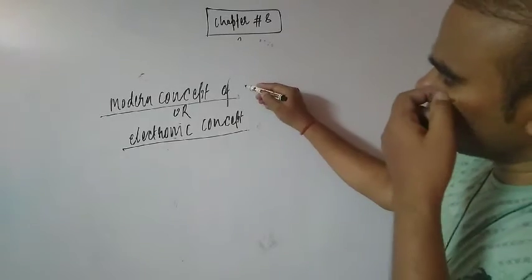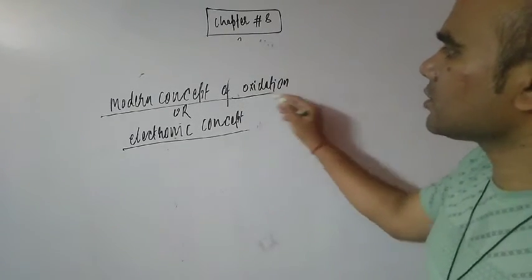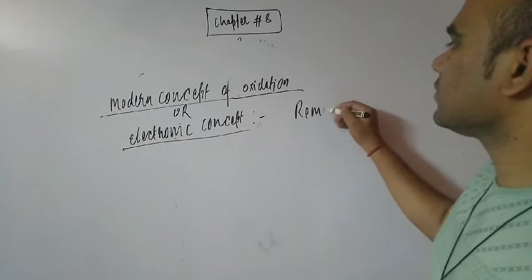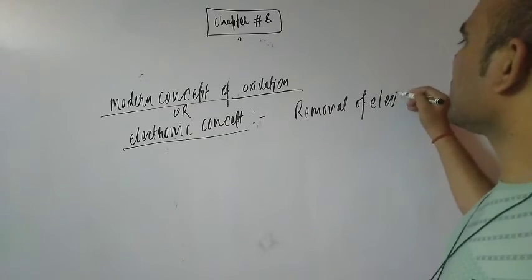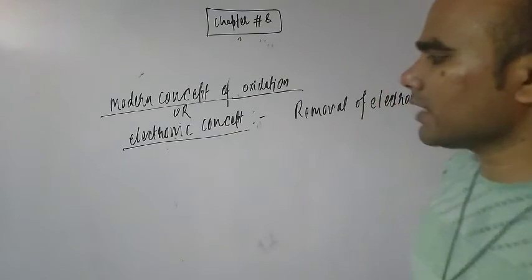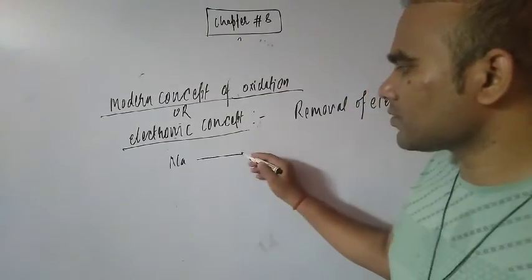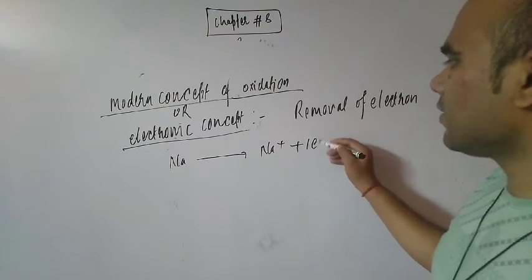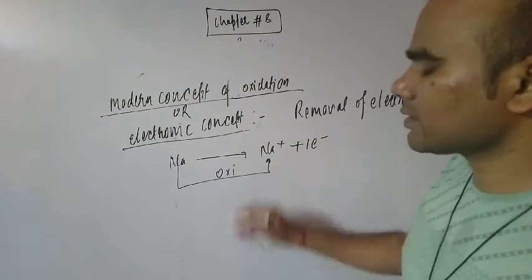So modern concept of oxidation, student, or the electronic concept, it is the removal of electron. Removal of electron. So removal of electron is simply what is known as oxidation. So let us have a look at the example. Suppose I am having Na, it loses 1 electron, so it converts into Na+ and 1 electron. So what is this, student? This is what is known as oxidation.